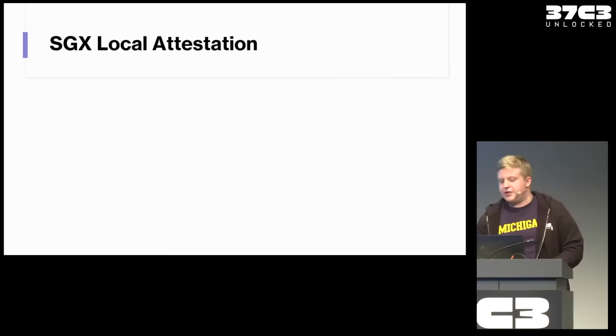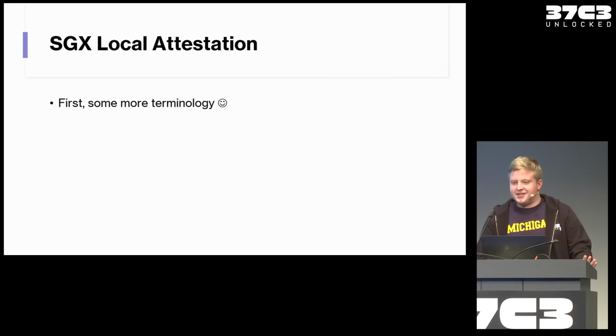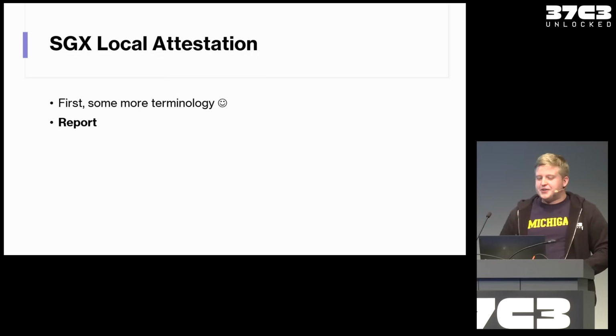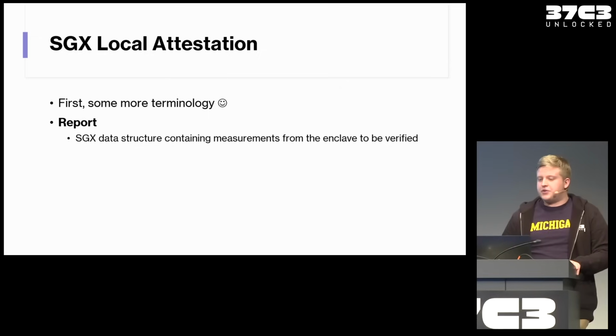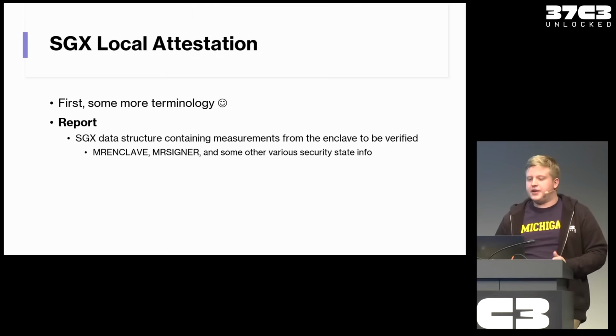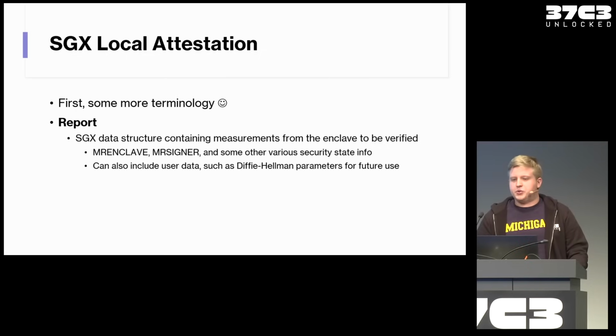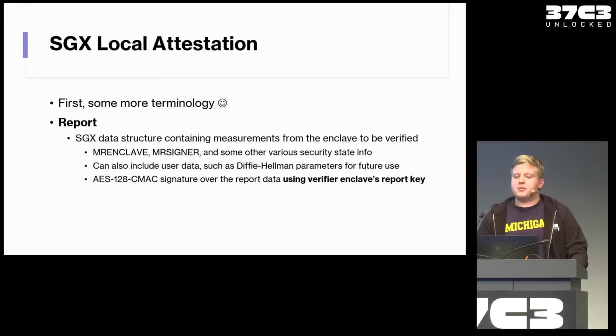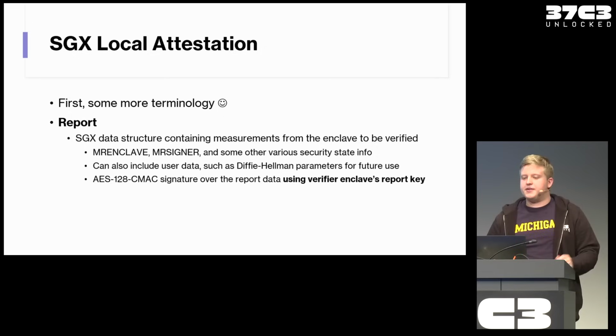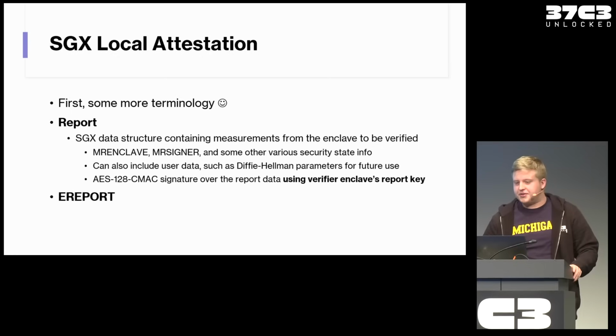So before we get to remote attestation, we got to look at local attestation. And I apologize, there's still some more terminology, but I'm trying to keep it as light as possible. There's something called a report that is just a data structure containing the measurements from the enclave to be verified, like MRENCLAVE, MRSIGNER, and there's also some additional security state info in there. This can also include optional user data, like if you want to put some Diffie-Hellman parameters in there for your own future use. And the interesting part of a report is that it is signed with a CMAC signature, but using not the report key of the enclave that generates it, but the report key of the enclave that verifies it. And to do this, there's, of course, another instruction called EREPORT.